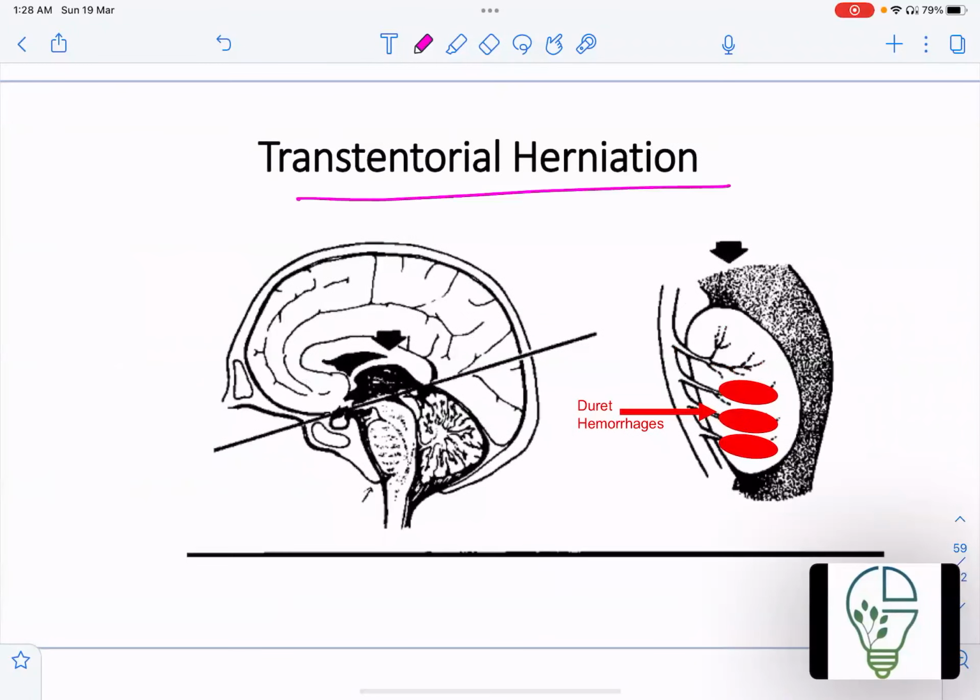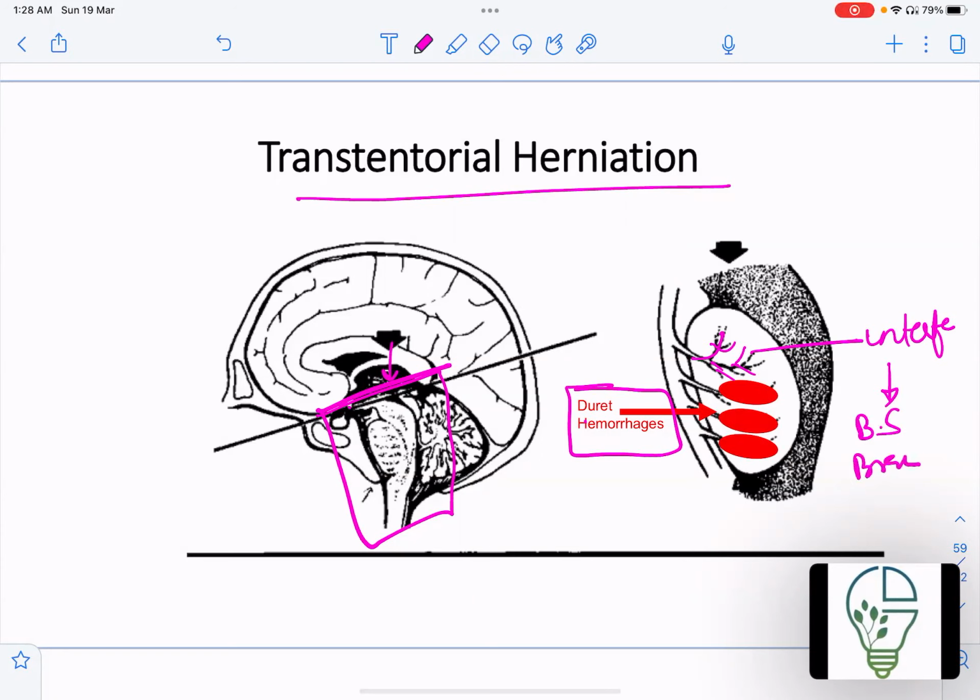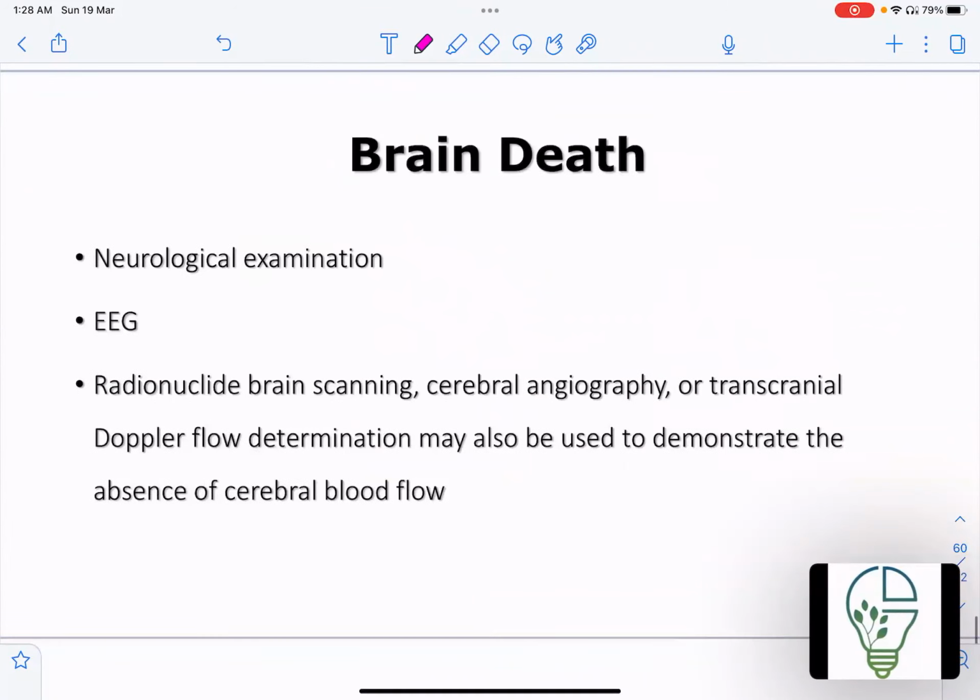In a transtentorial herniation, what happens is that when the herniation happens, the brainstem is right here. We have the blood supply that goes through the brainstem. So when this herniation causes compression, these vessels actually break down because they're a very minute blood supply. So these are called Duret hemorrhages, which in turn interfere with the blood supply to the brainstem, which leads to permanent damage, and it has very poor prognosis.